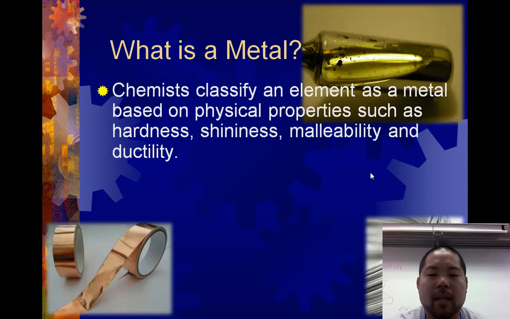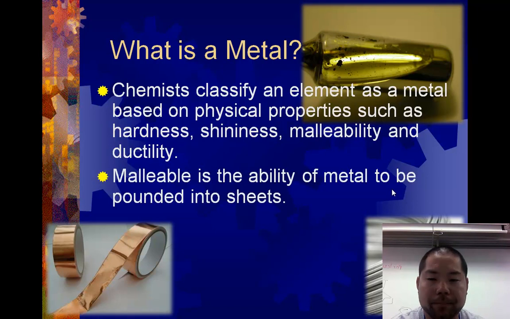Okay, chemists classify an element as a metal using physical properties, such as hardness, shininess, also known as luster, malleability, and ductility. Two new vocab terms that you should get to know. They'll come up again throughout this section on metals. So malleable is the ability for a metal to be pounded into flat sheets. Think of mallets, pounding things with a mallet like a hammer, and that's what allows us to get foil or thin tape-like metal tape. So it's the characteristic of malleability.